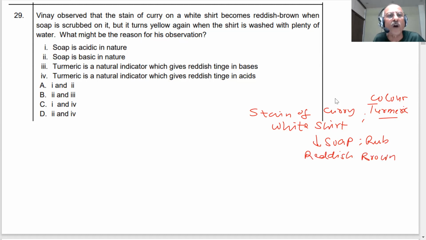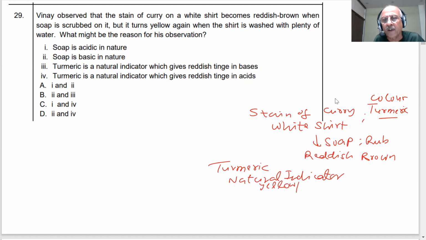Now, student, you are aware that turmeric is a natural indicator. We have already studied natural indicators. What is its color? Yellow in acids. And when you add a base, the color will change to reddish brown. So when a base is there, the natural indicator changes color.